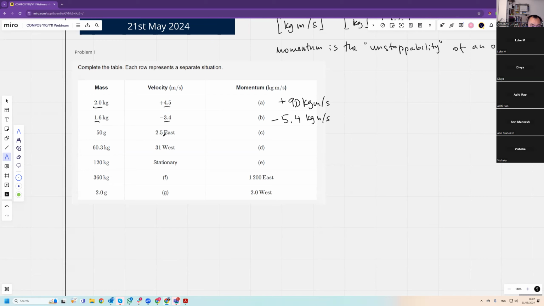50 grams, 2.5 east. So we convert that to kilograms, 0.05. 0.05 times 2.5 is going to be 0.13 east kilogram meters per second. If it's 120 kilograms and it's stationary, the momentum is 0 kilogram meters per second. 0 doesn't really have a direction, so it's any direction and all the directions at the same time.